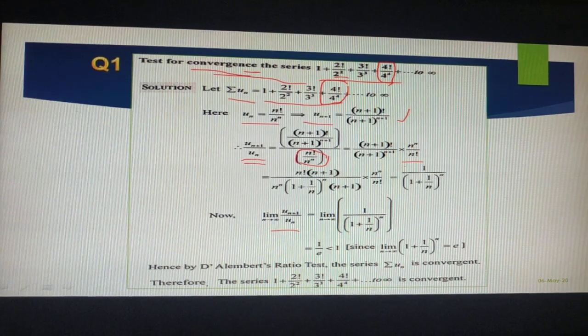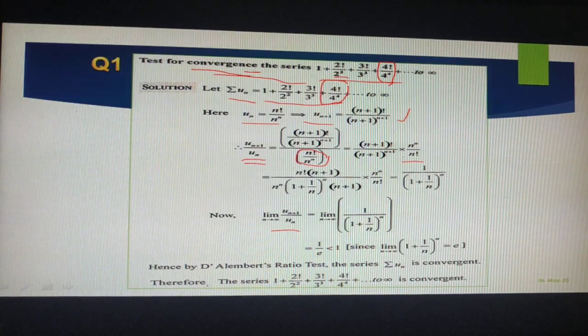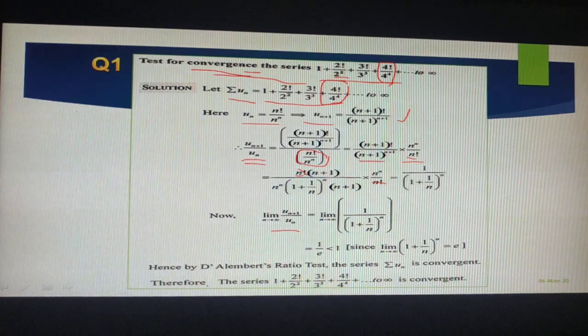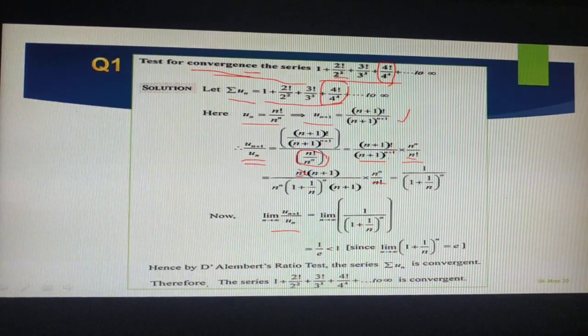You can simplify here. In the denominator, n factorial is there, right? So n plus 1 factorial I can write as n factorial into n plus 1, so that I can cancel this and this, right? Similarly here, n power n is there. So this n plus 1 whole to the power of n plus 1 means n plus 1 up to n times into this, we can write again n plus 1. Okay, n plus 1 whole to the power of n into n plus 1.